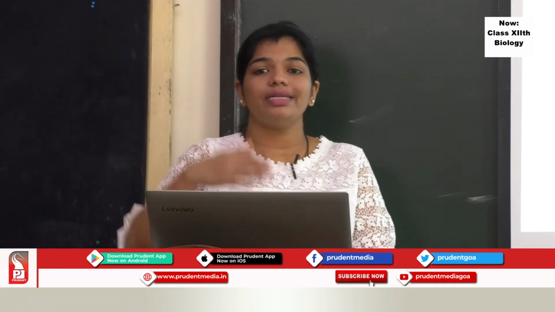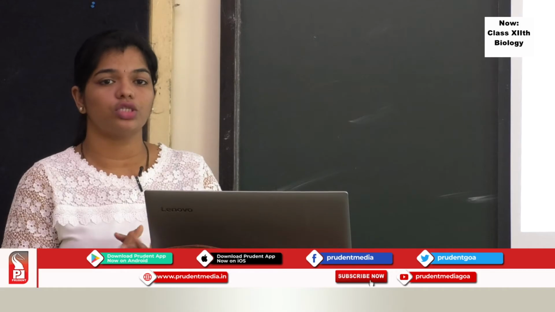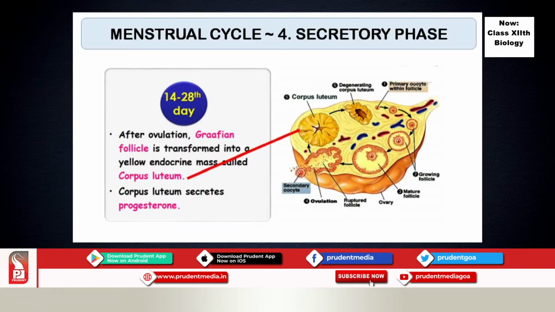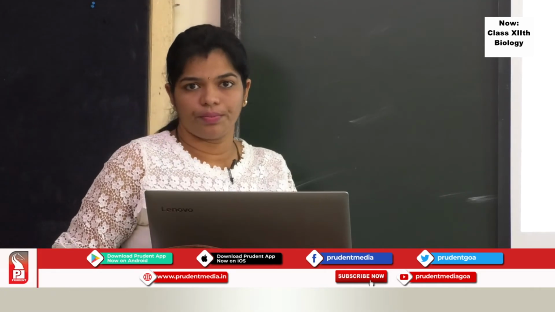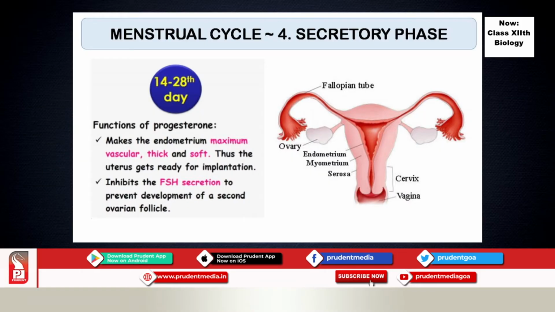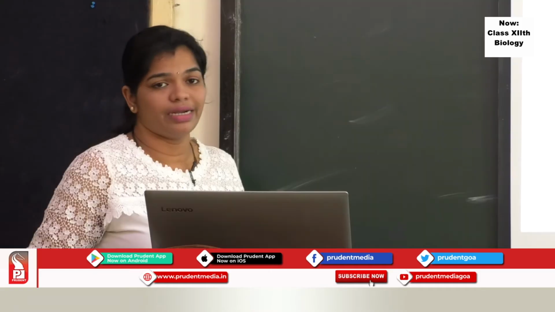Moving on to the next phase, the secretory phase, also called the luteal phase. After ovulation, the Graafian follicle that remains, this yellow endocrine mass, is now called the corpus luteum, and it is very important. The corpus luteum secretes a hormone called progesterone. And what is the role of progesterone here? It makes the endometrium wall maximally vascular, thick and soft. Thus, the uterus gets ready for implantation.